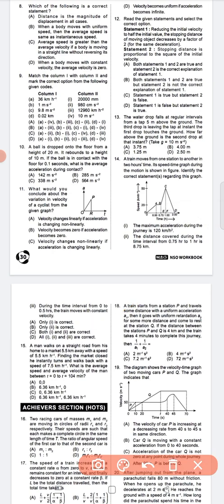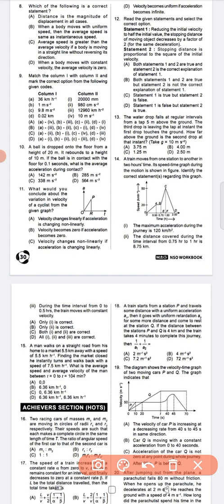Next, question number 14. A train moves from one station to another in 2 hours time. Its speed-time graph during the motion is shown in the figure. Identify the correct statements regarding the graph. The maximum acceleration during the journey is 120 km per hour. The distance covered during the time interval from 0.75 hour to 1 hour is 8.75 km. During the interval from 0 to 0.5 hours, the train moves with constant velocity.